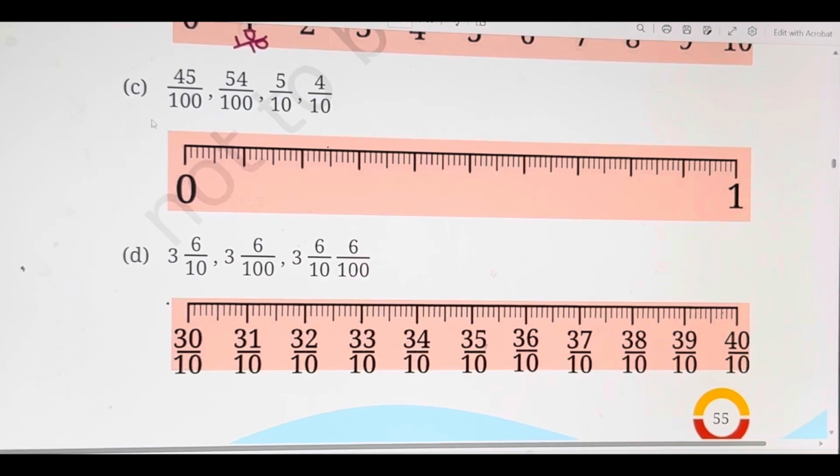Now question number C, this is 45. First one is 45 upon 100.